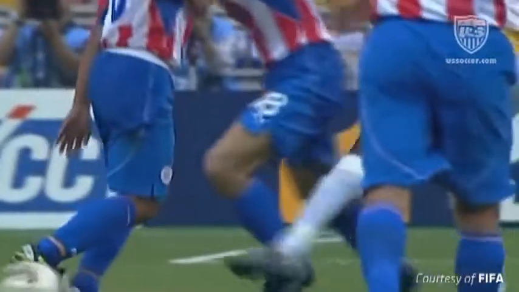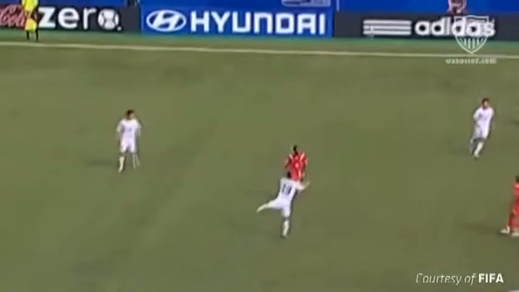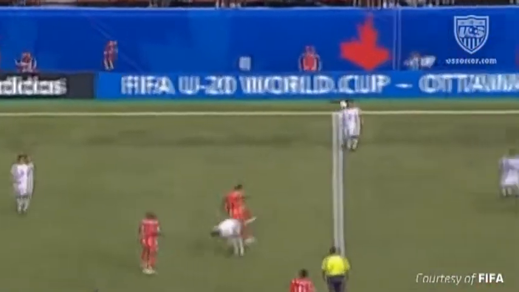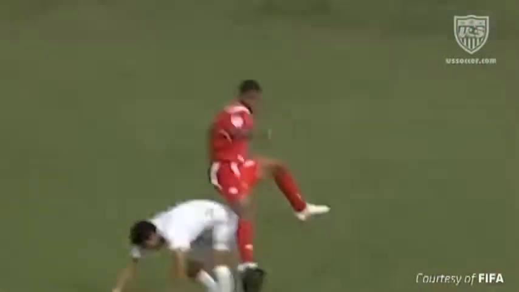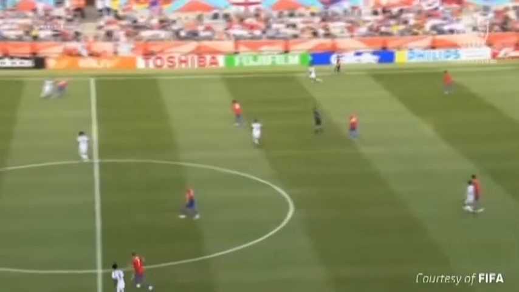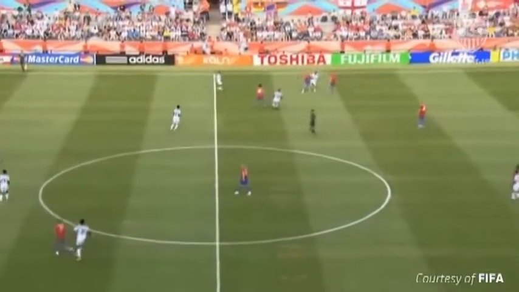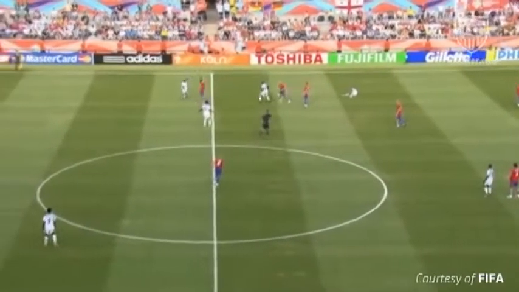Trips or attempts to trip an opponent in a careless or reckless manner. Jumps at an opponent in a careless or reckless manner, or by using excessive force. Charges an opponent in a careless or reckless manner, or by using excessive force.